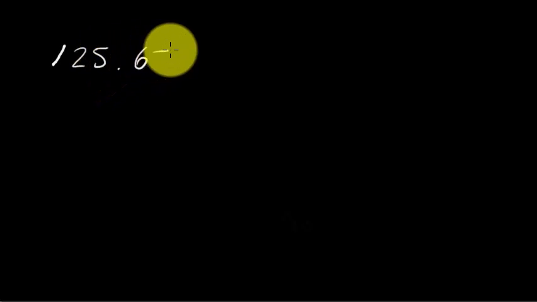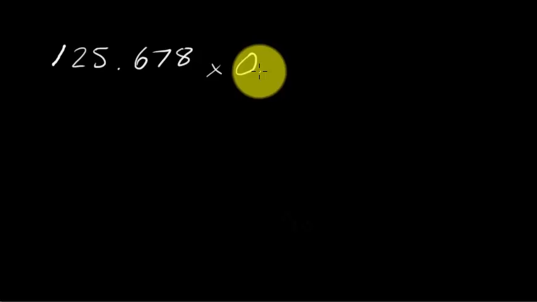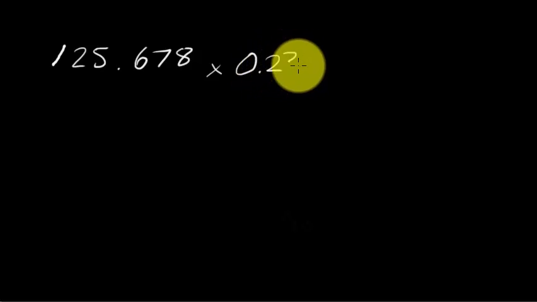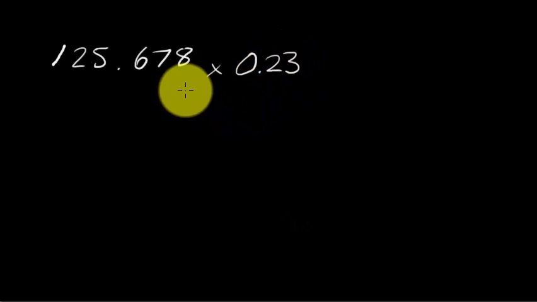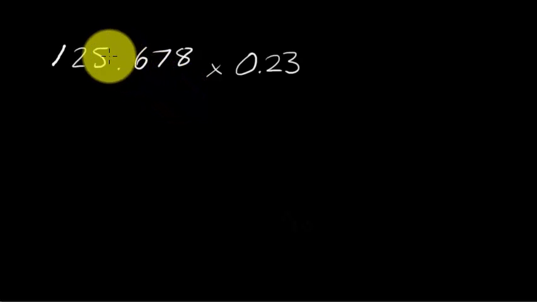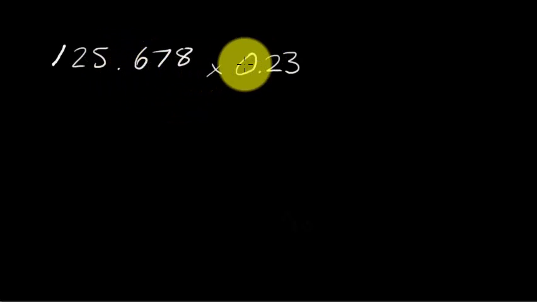Today we're looking at the multiplication of decimals. So let's begin with an example. 125.678 times 0.23. Okay, for the moment we're going to ignore these decimal points in both numbers.